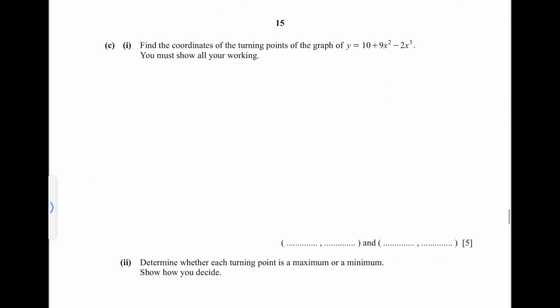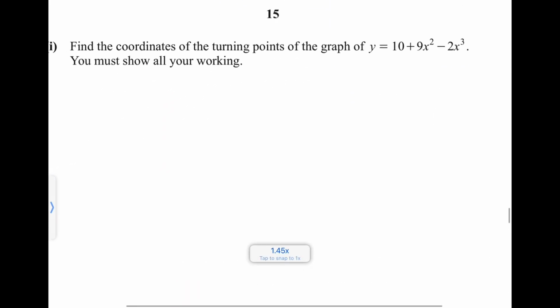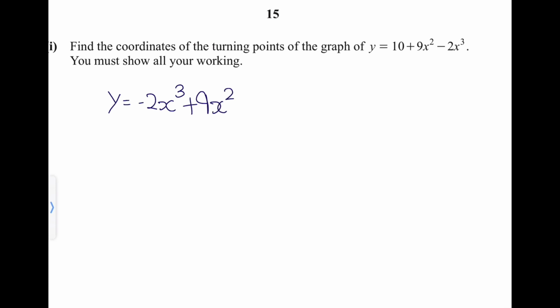Then it says find the coordinates of the turning points of the graph. So here we have an equation given to find the turning points. The first thing you will do is write this equation in the proper form. That is negative 2x cubed plus 9x squared plus 10. This makes it easy to work with. Then you have to differentiate this. So dy over dx is going to be negative 2 into 3, negative 6x squared plus 18x.